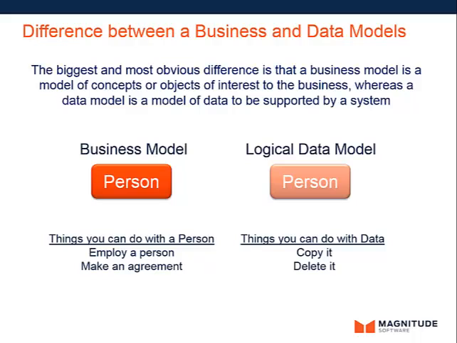But what can you do with a person as represented in a logical data model that you can't do with a person as represented in a business model? Well, you could copy it. It would really be nice to copy some people. Some people who are really good, we'd like to make a copy of them, a clone. And you can delete it. Well, we might want to delete some people, but that's not legal. So that really is trying to illustrate the difference of what we mean by what we're trying to model.